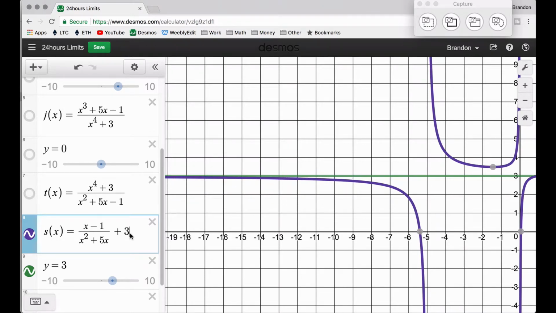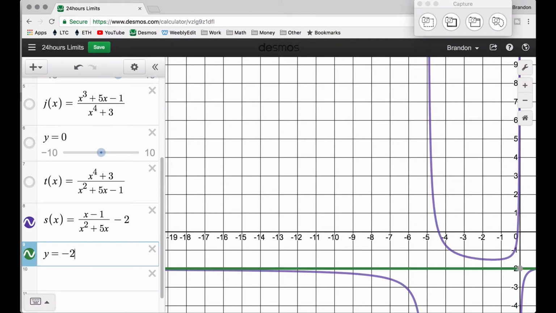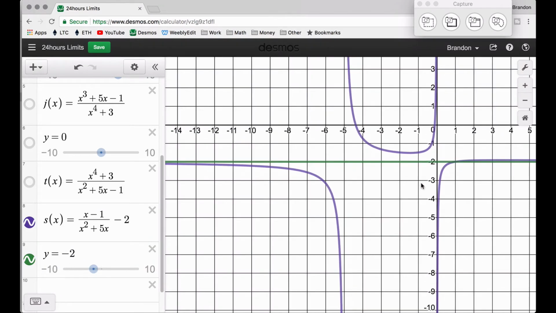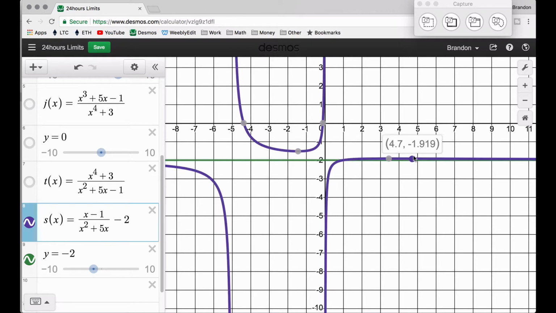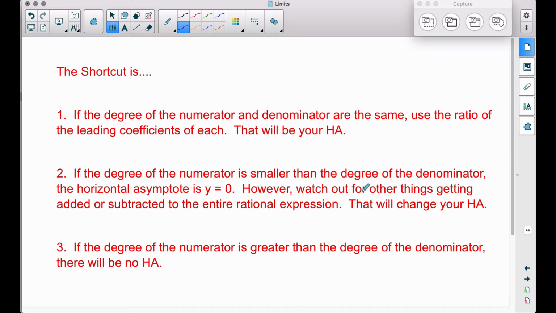What happens if we change this to minus 2? This remained the same at 0 because the degree of the top is smaller than the degree of the bottom. Now minus 2, our horizontal asymptote is going to be negative 2. Notice when I type that in, the purple curve is now hugging negative 2, or a y value of negative 2 as x gets big, as you can see there. And as x gets small, notice the y value is still hugging somewhere close to negative 2. So that's what I mean about being careful if you're adding or subtracting something onto that rational function. So take note of that part of the rule.